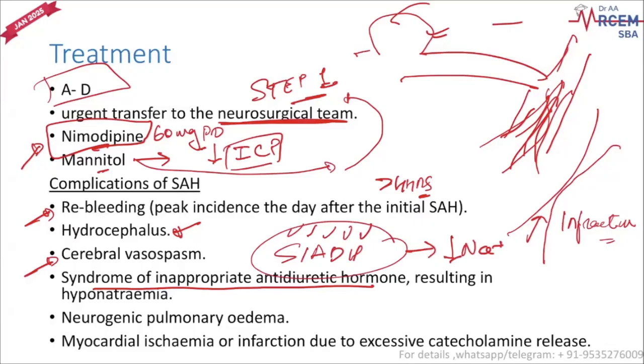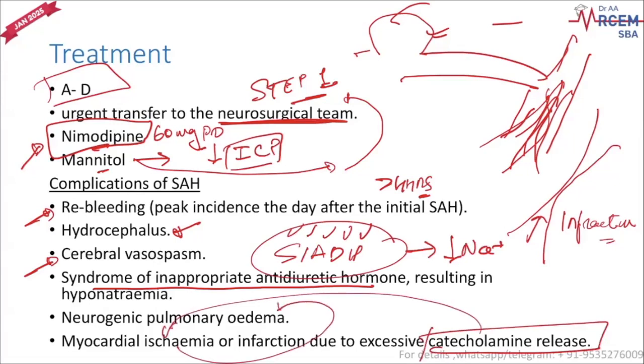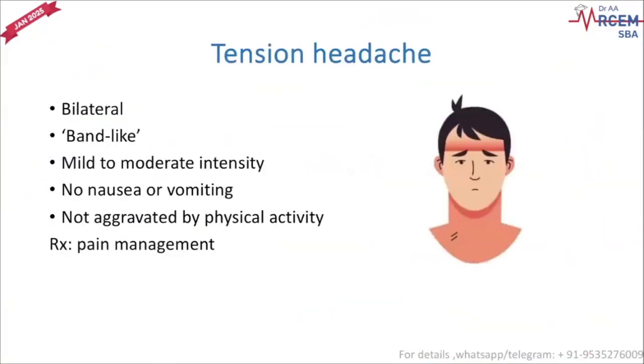SAH is a quite stressful situation. A lot of catecholamines get released into your bloodstream. This can trigger myocardial ischemia. Myocardial ischemia can trigger pulmonary edema. So because of the stressful situation, there is release of catecholamines causing myocardial ischemia, which might eventually result in pulmonary edema also. So these are the complications you need to be aware of.